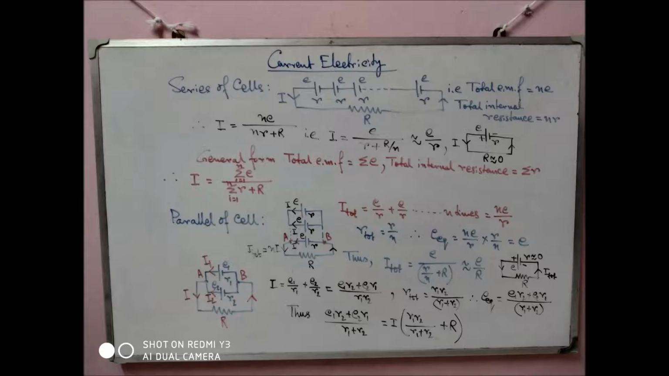Now come to the combination of cells, combination of multiple cells. Now there are two types of combination in electricity, you know, series and parallel. One more mode is there, that is mixed combination, series and parallel both. But presently we are discussing series and parallel only, and that is a mixed case. If you can understand this, then you can also do that.